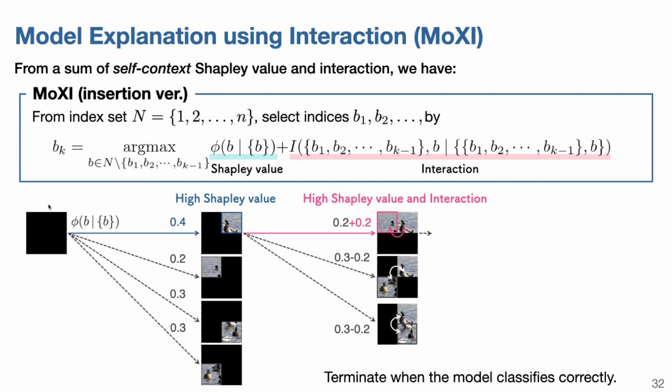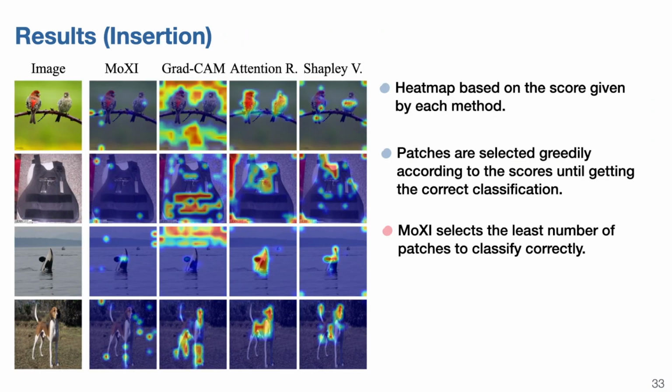Specifically, we first start with an empty image. Next, we select this patch because this patch has a high Shapley value. Next, we select this patch because this patch has high Shapley values and high interactions with the previously selected patch. In the same way, we select other patches.